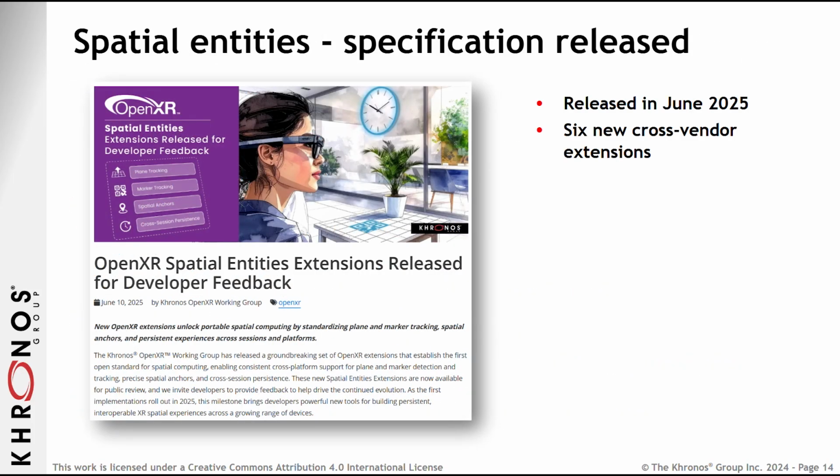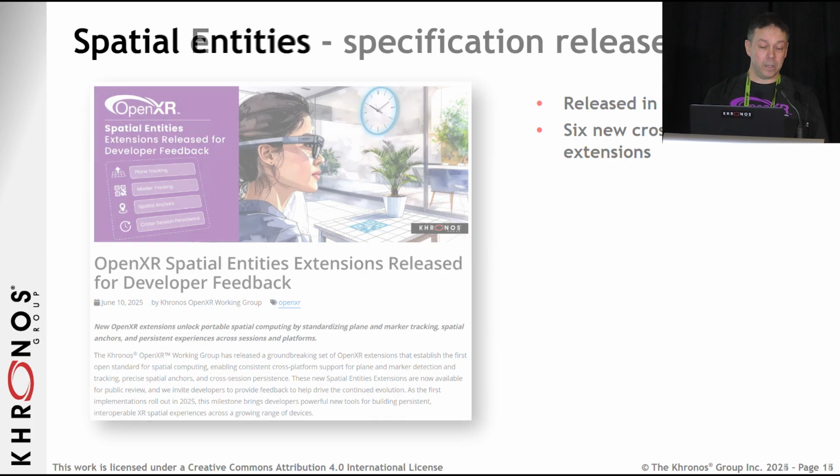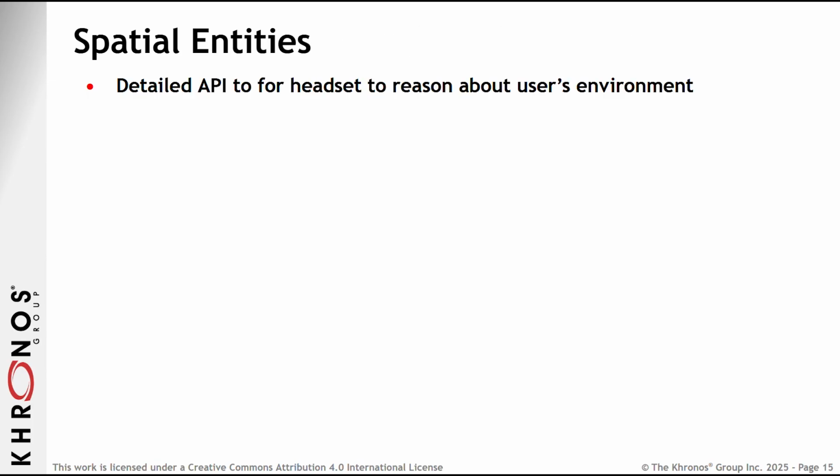as well. All right, so let's go to the big star, Spatial Entities. This is Spatial Compute. The extensions were released in June 2025, so these are brand new. There are 6 cross-vendor extensions. We did a blog post about it, so you can go there and you can see what the companies are saying about it. So what is it?